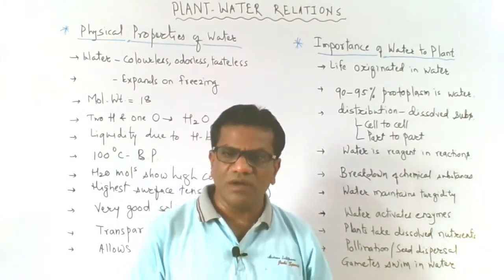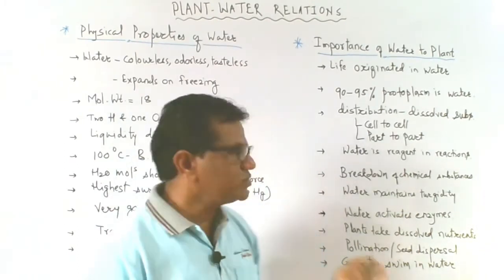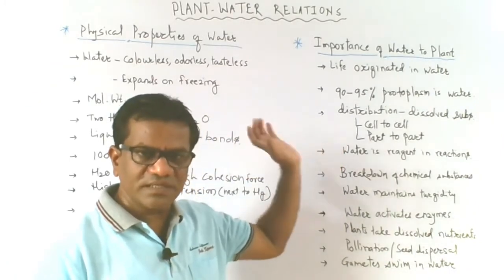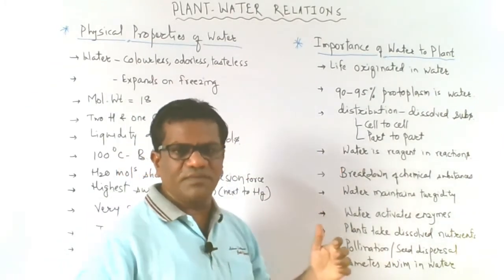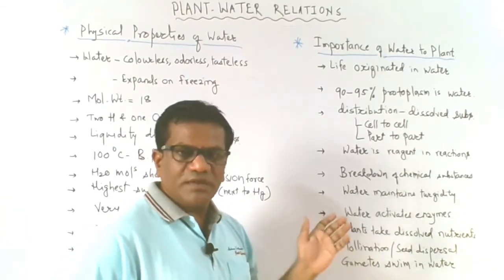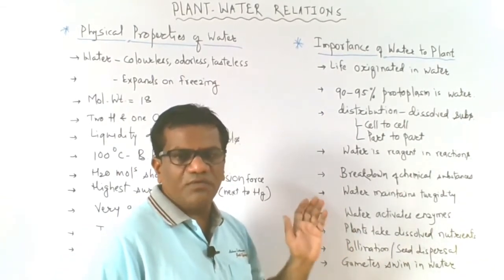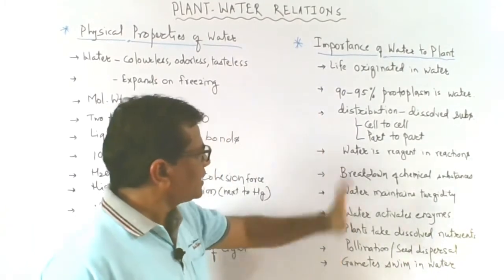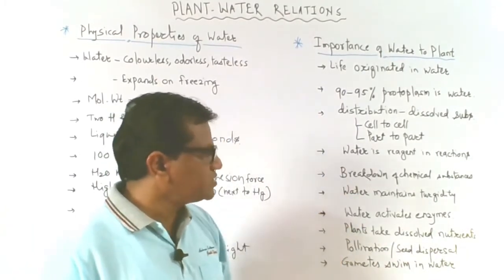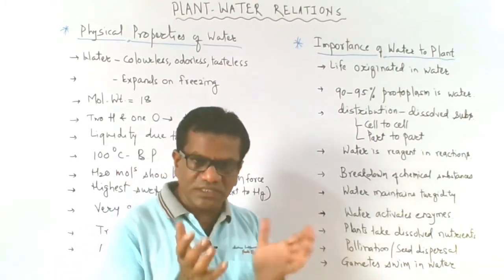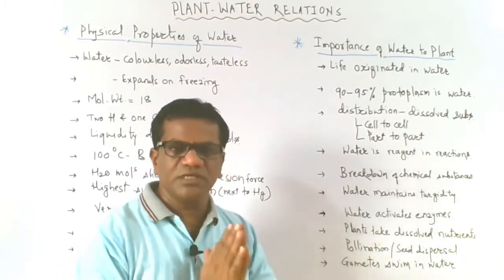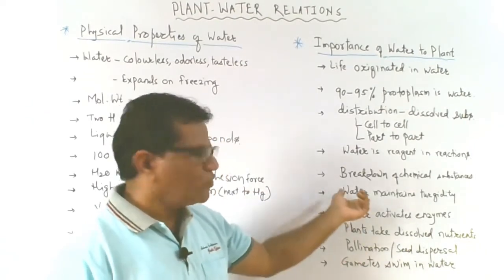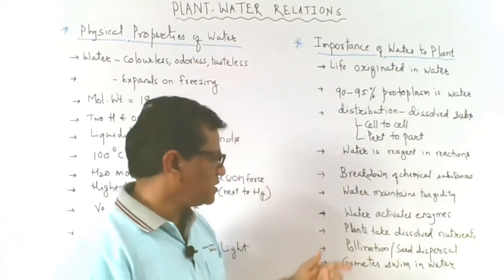See, one of the again vital processes for plant life is seed germination. Plants can be formed only after germination of the seeds, and seed germination is possible only when water is present. Then water maintains turgidity in the plants, the cell shape and the pressure inside the cells and the tissues, that is maintained by the water. We will talk about this later on.